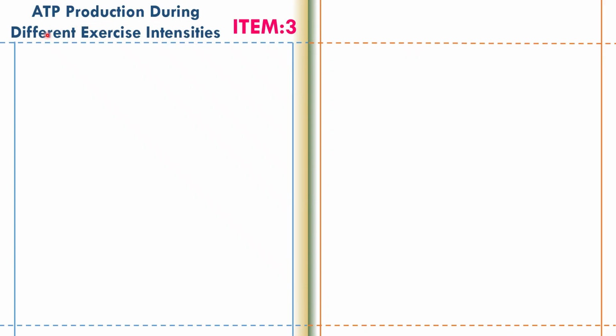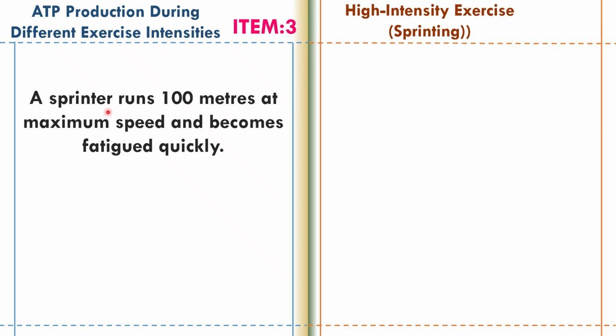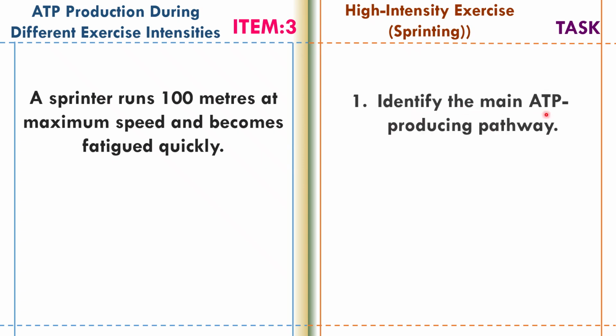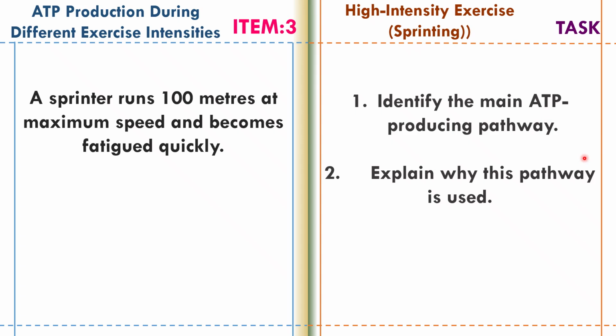ATP production during different exercise intensities. Item 3. High intensity exercise. Sprinting. A sprinter runs 100 meters at maximum speed and becomes fatigued quickly. Task: Identify the main ATP producing pathway. Explain why this pathway is used.